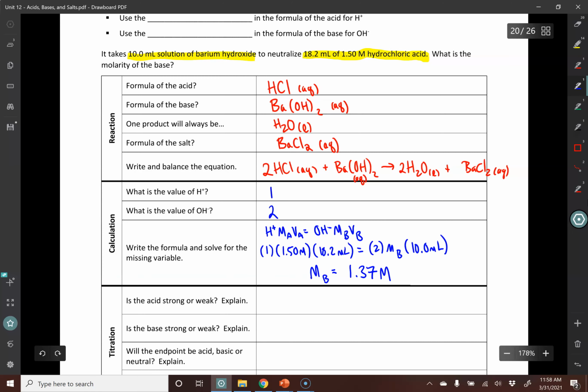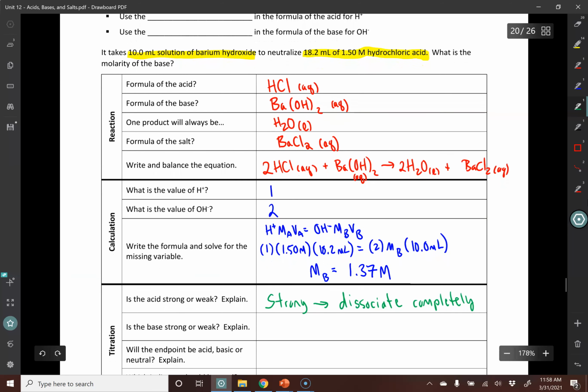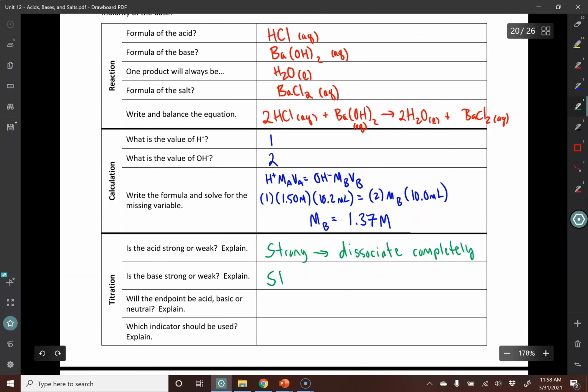All right, and last but not least, we can think about how we would do this in the lab with a titration. Is the acid strong or weak? Hydrochloric acid, one of our 7 strong acids. What makes it strong? All strong acids dissociate completely. Base, barium hydroxide, also strong for the same reason. And it's a group 2 metal with hydroxide.